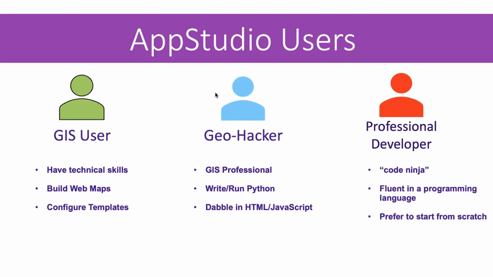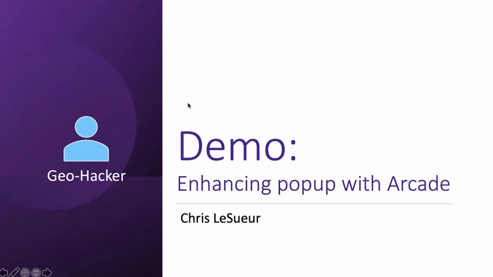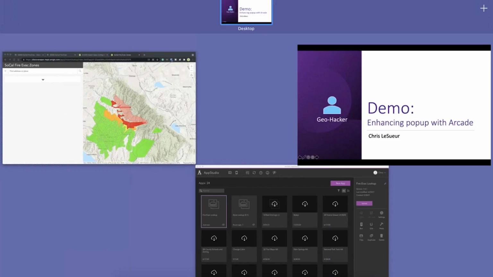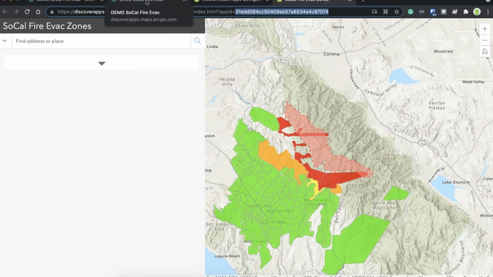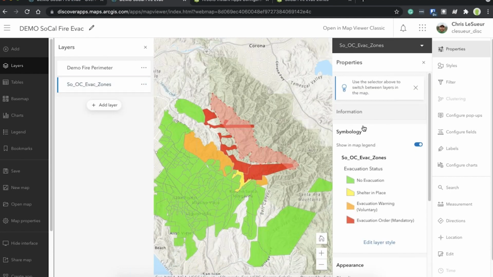This is, again, someone that can read and write some scripts and some Python, and maybe a little HTML. I'm going to now enhance my application, but I'm not going to do it this time in AppStudio Desktop. I'm going to go back to that web map and use some Arcade scripting to do that. So let's go back to our web map, and let's look at the pop-up information and the pop-up values for this layer, for my evacuation zone layer.